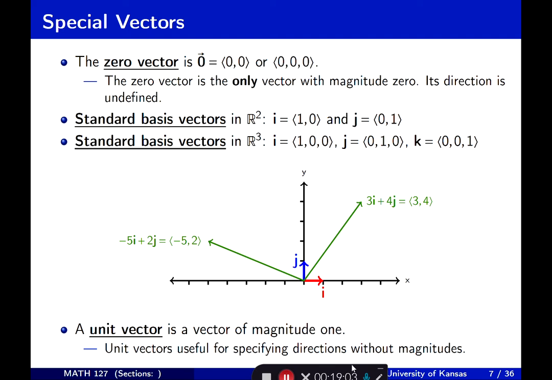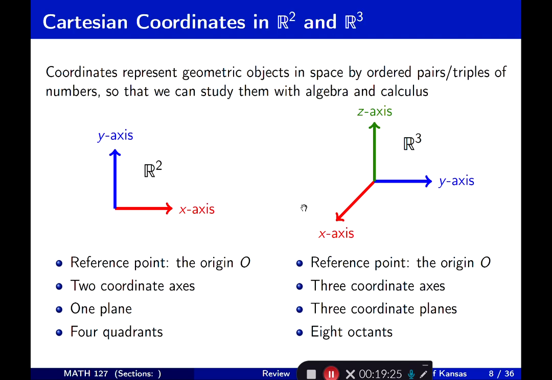The unit vectors are the vectors of magnitude 1. When you talk about a unit vector, we talk about vectors whose magnitude is 1. The interesting part about unit vectors is that they only specify the direction, and that's very useful also.